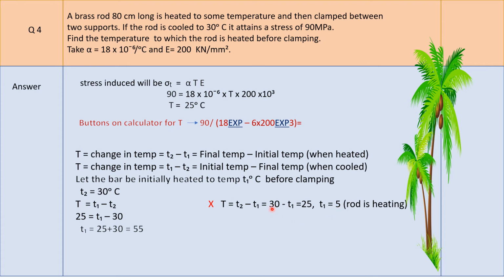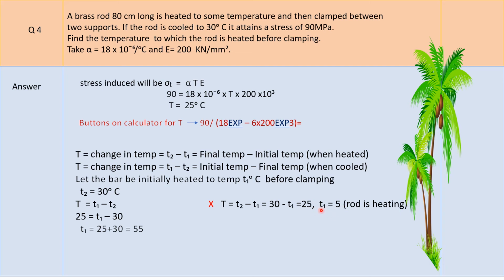So the rod is not cooling. Here the rod is heating. From 5 it has reached 30, which means the rod is getting heated from 5 to 30 degree. So this is a wrong answer. Don't do the calculations like this. Here I have put a cross. This is a wrong answer, and sometimes students don't understand and they write the answer as T1 is equal to 5.